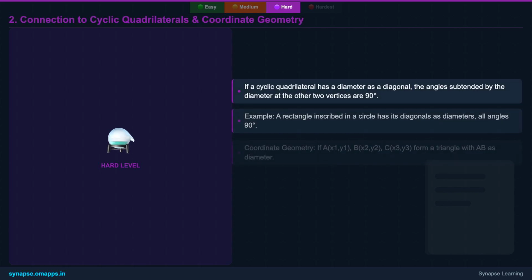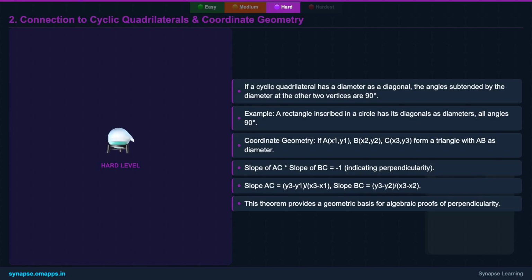The angle in a semicircle theorem has interesting connections to cyclic quadrilaterals. Remember, a cyclic quadrilateral is one where all its vertices lie on a circle. If a cyclic quadrilateral has one of its diagonals as the diameter of the circle, then the two angles subtended by that diameter at the other two vertices must each be 90 degrees. This means that such a quadrilateral will always contain at least two right angles. Think about a rectangle inscribed in a circle. Its diagonals are always diameters, and all its angles are 90 degrees, perfectly illustrating this connection.